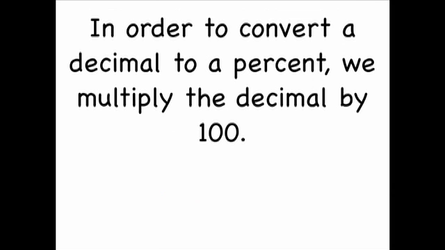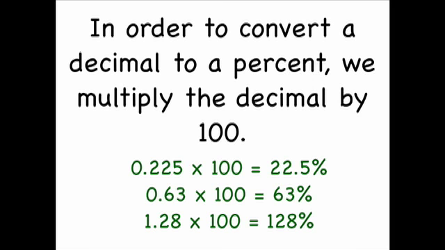In order to convert a decimal to a percent, working backwards, we multiply the decimal this time by 100. 0.225 times 100 becomes 22.5%. 0.63 times 100 is 63%. 1.28 times 100 is 128%. The decimal this time moved 2 spaces to the right when we multiply by 100.